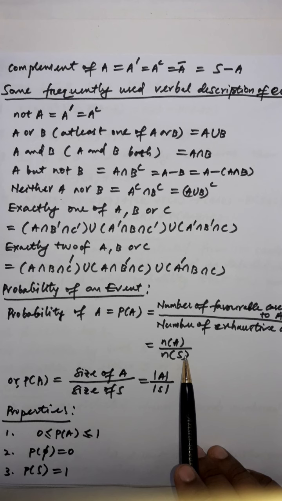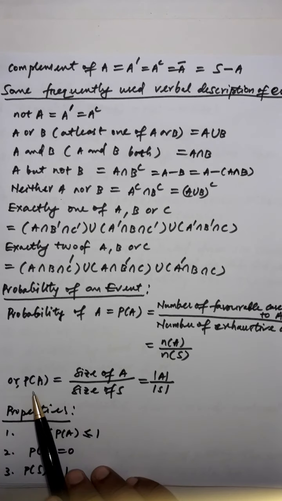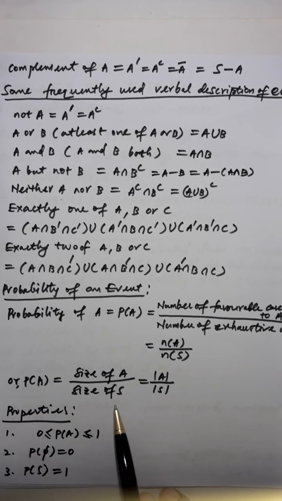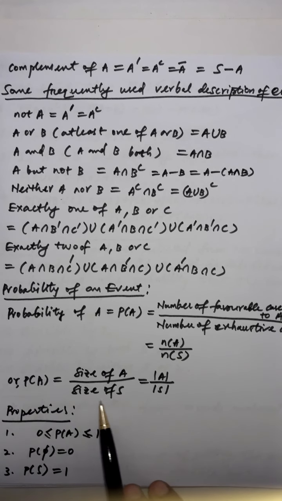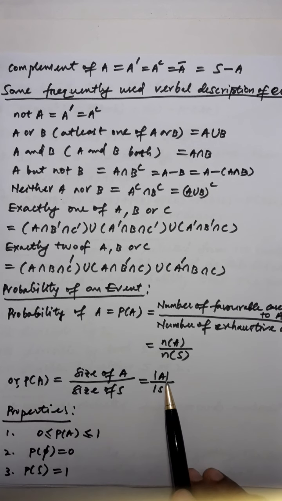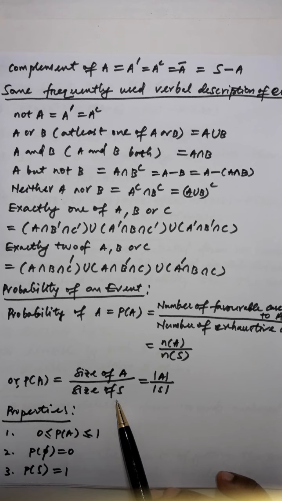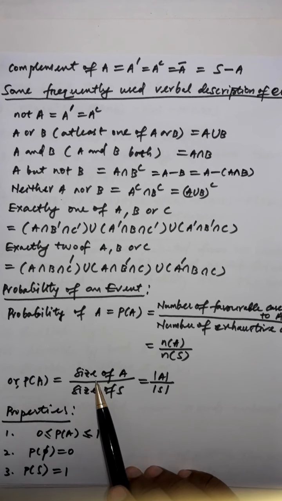Now to remember it in a simpler way, we can say that the probability of A is size of A divided by size of S. We write it as cardinality of A by cardinality of S, but reading it as cardinality will not be so correct. The best term will be size of A by size of S. Why are we using size here?